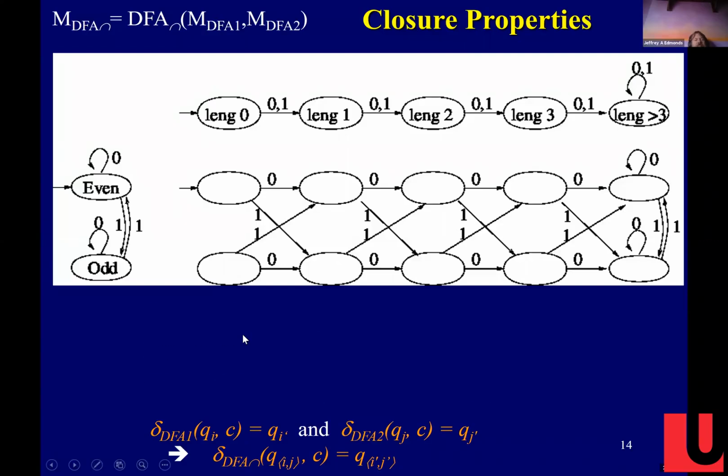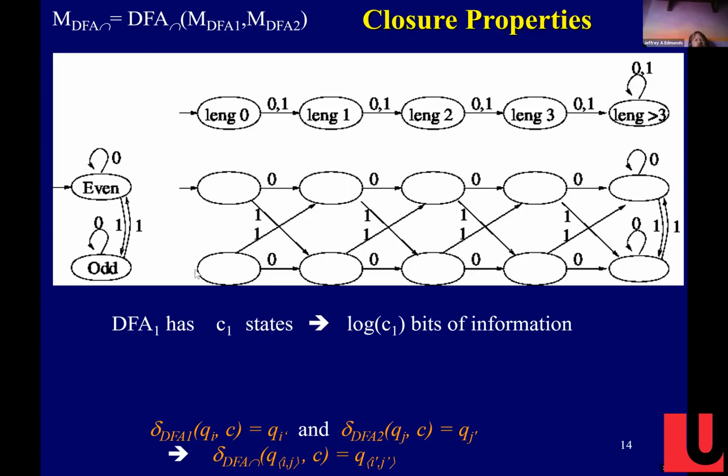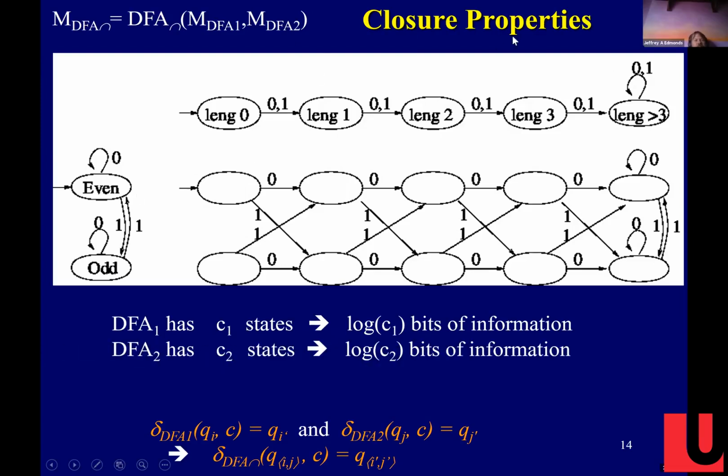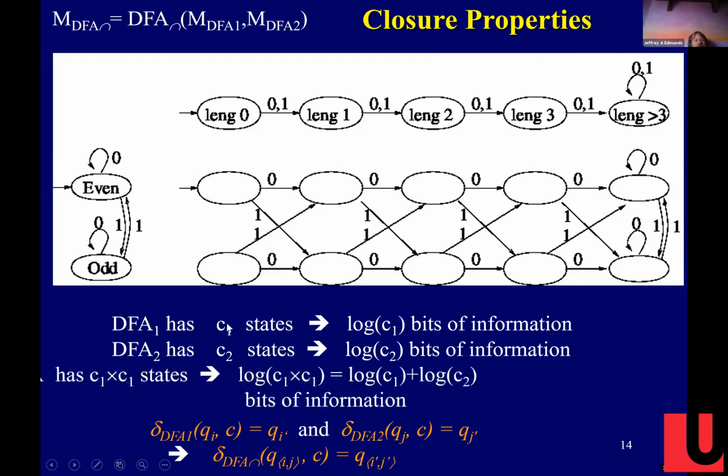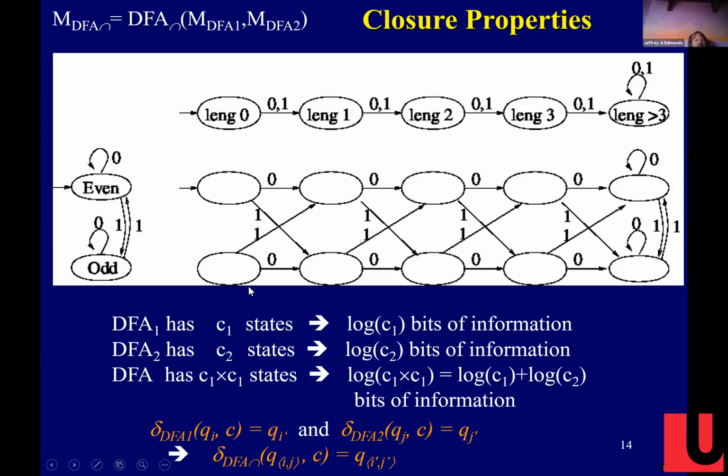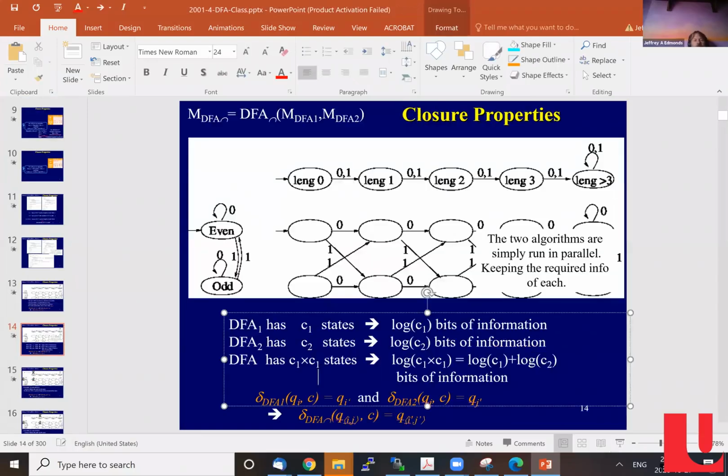This is just counting for a minute how many states we have. This one has C1 states, so it's remembering log C1 bits of information. This one has C2 states, so it's remembering log C2 bits of information. So how many states does this have? It has C1 times C2 states.